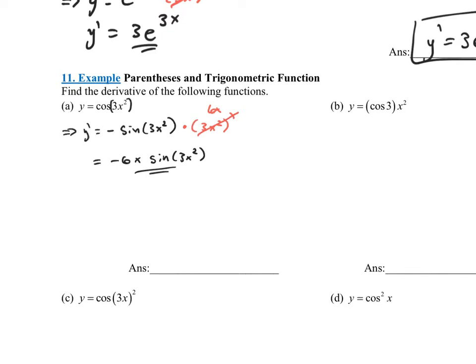I almost always put those parentheses. The book very, very seldom does. So negative 6x times the sine of 3x squared.